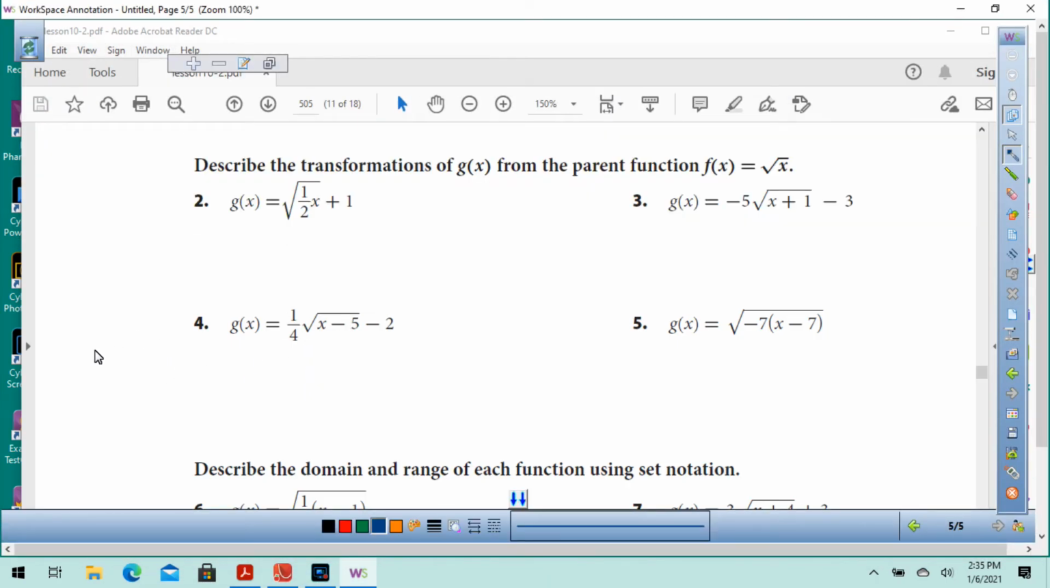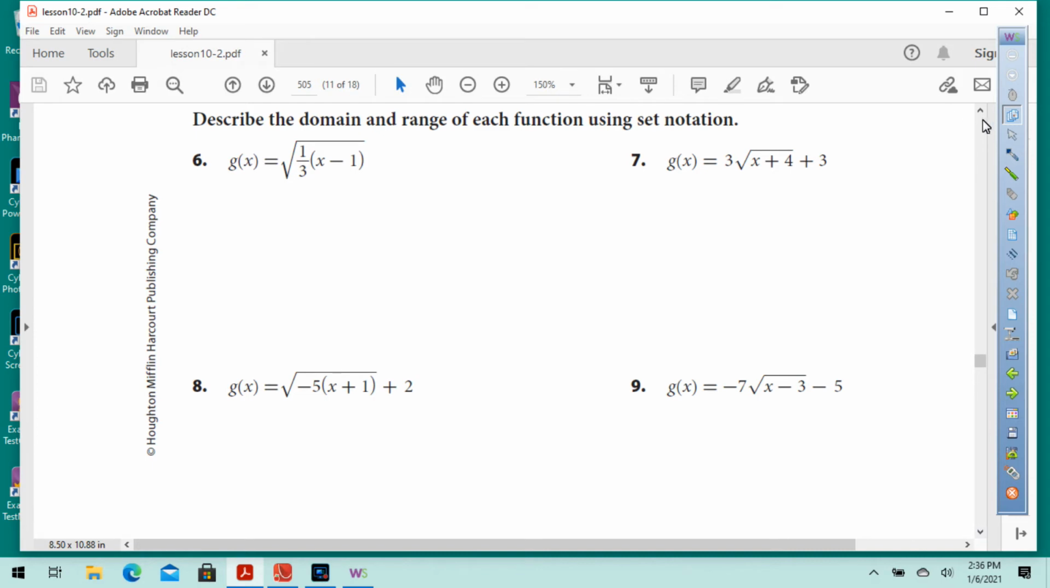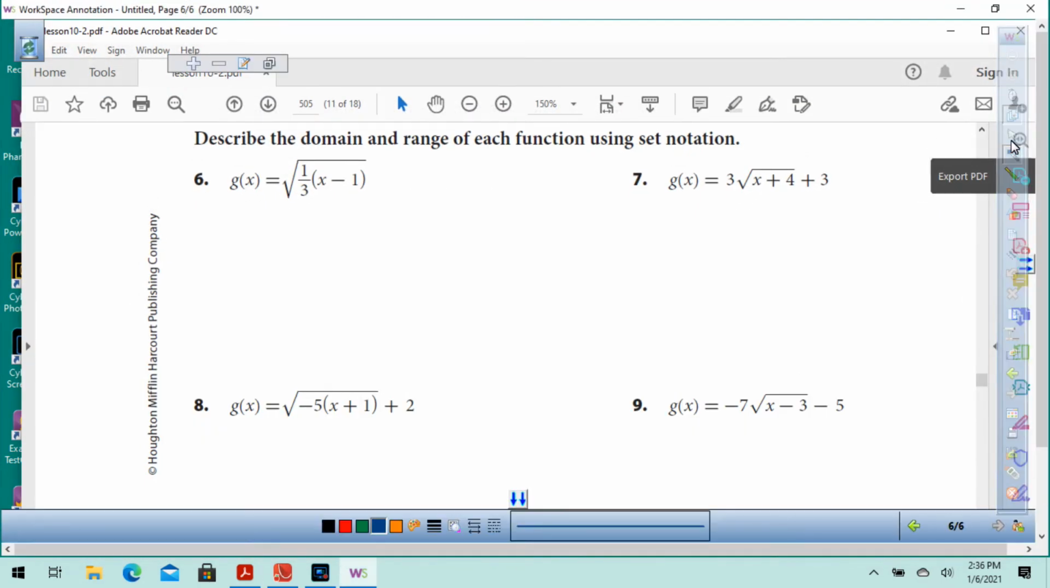Here we go. Number 4. So we've got a equals 1/4. We have h equals 5, and we have k equals 2. And I would like you to describe what each one of those are. All right? Number 5, I'll give you a hint. b equals -1/7. Okay? I want you to tell me what position that one's in, and I want you to describe what effect each of these has. If you need to, you're welcome to use a calculator to test it as you go. Number 6, it says describe the domain and range of each function using set notation.